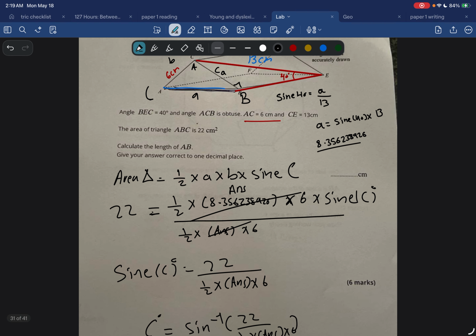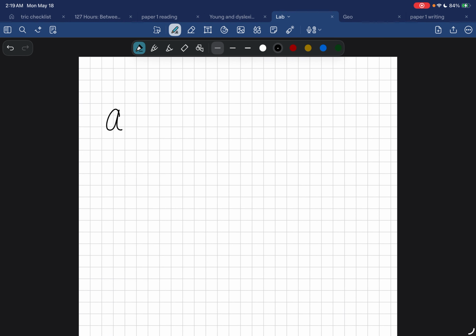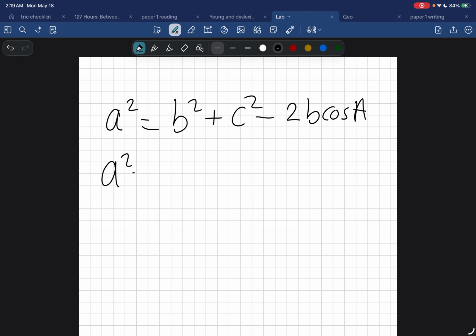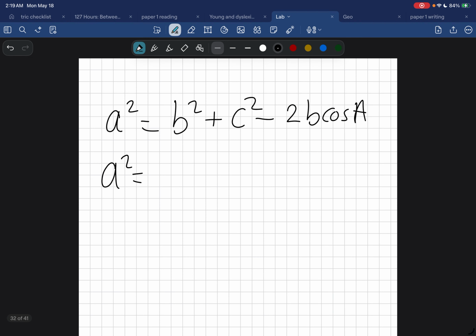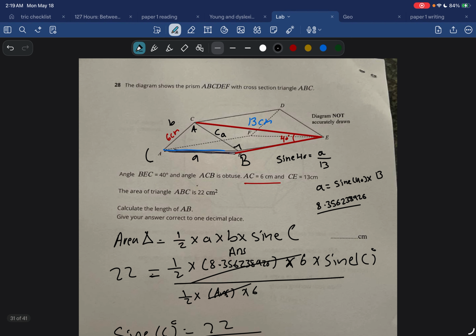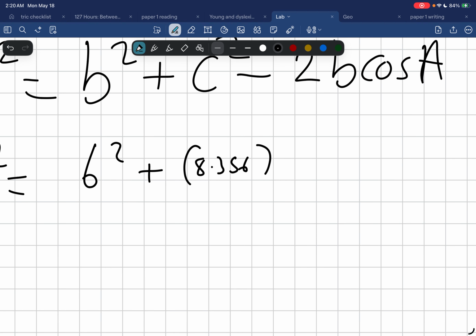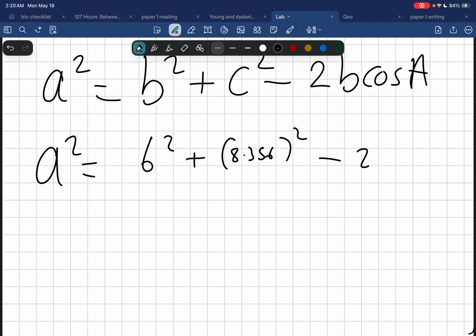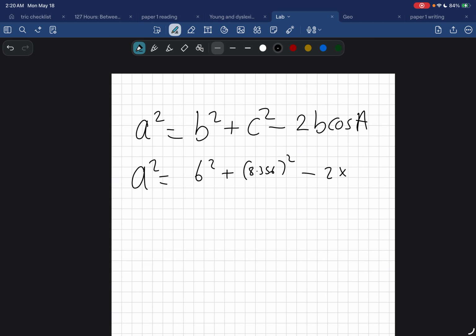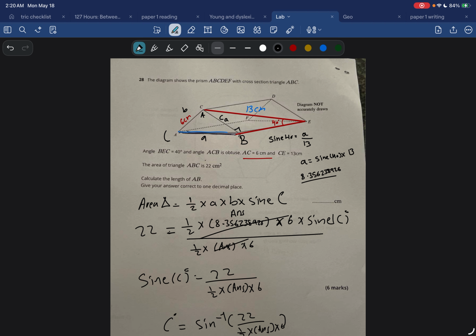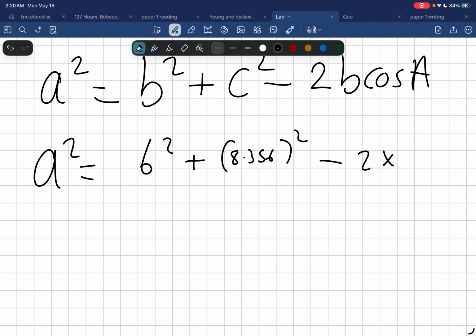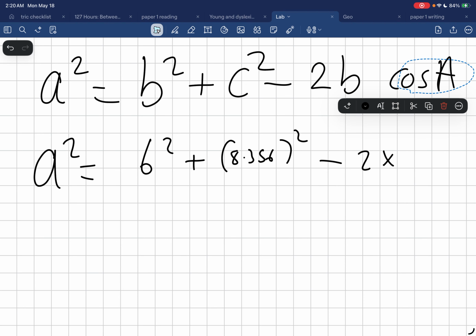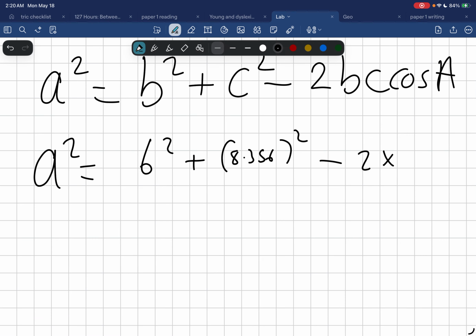So we're going to use the cosine rule, like you have guessed. The cosine rule is a squared, which we need to find, equals b squared plus c squared minus 2bc cos A. We don't know the value of a squared, but we do know b squared, which is 6 squared, plus c squared, which is 8.356 squared, minus 2 times b, not just 2b, it's going to be 2bc, times cosine. So you have two c's there.